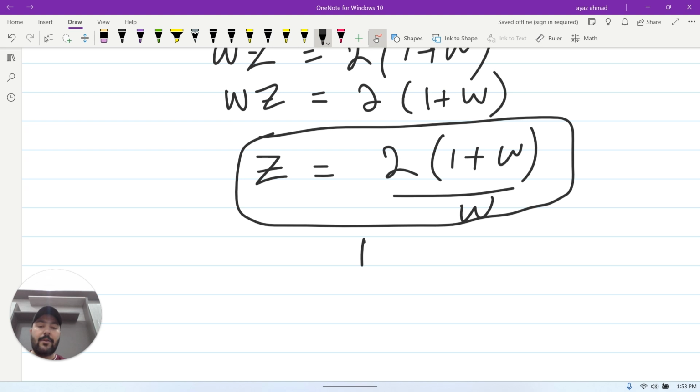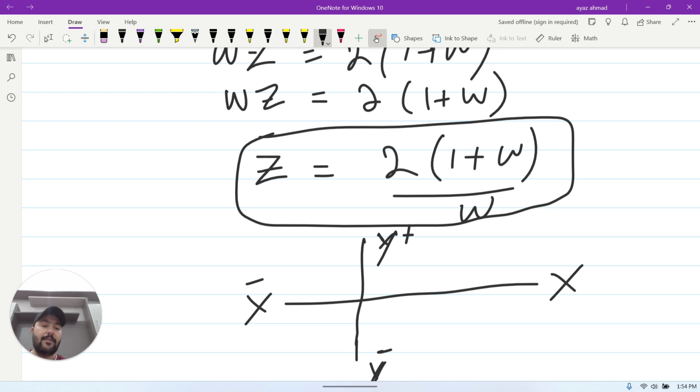Now I will draw the graph for this. Let's see, this is for minus signs and this is for plus signs. And this is minus and this is plus.